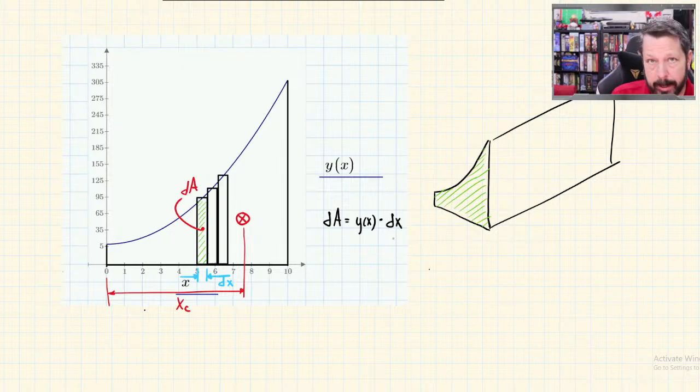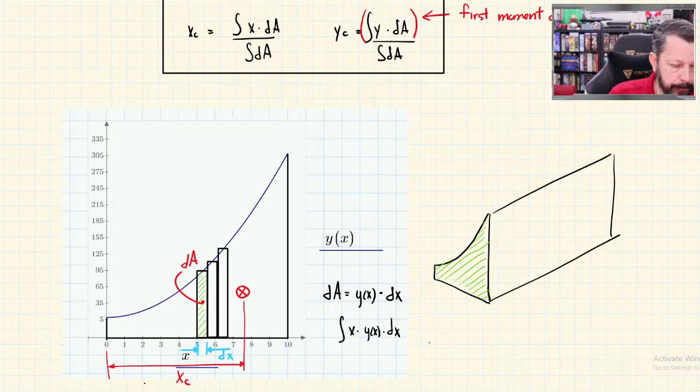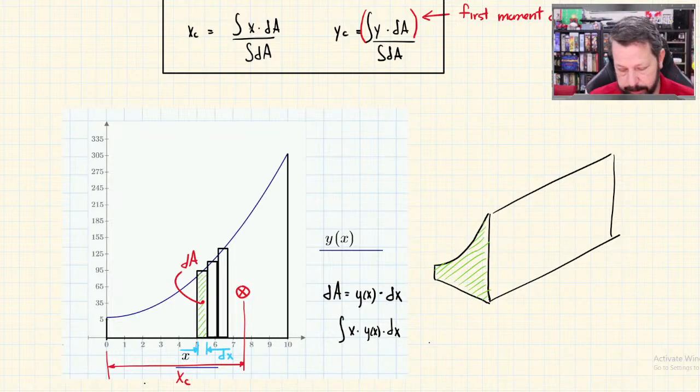Right? So now my equation is integral of x, so x is part of the equation, times dA, but I've decided that dA equals y of x times dx. Okay? And that's my new numerator. Let's try to plug these into MathCAD and see if it will give us a value for our x centroid.